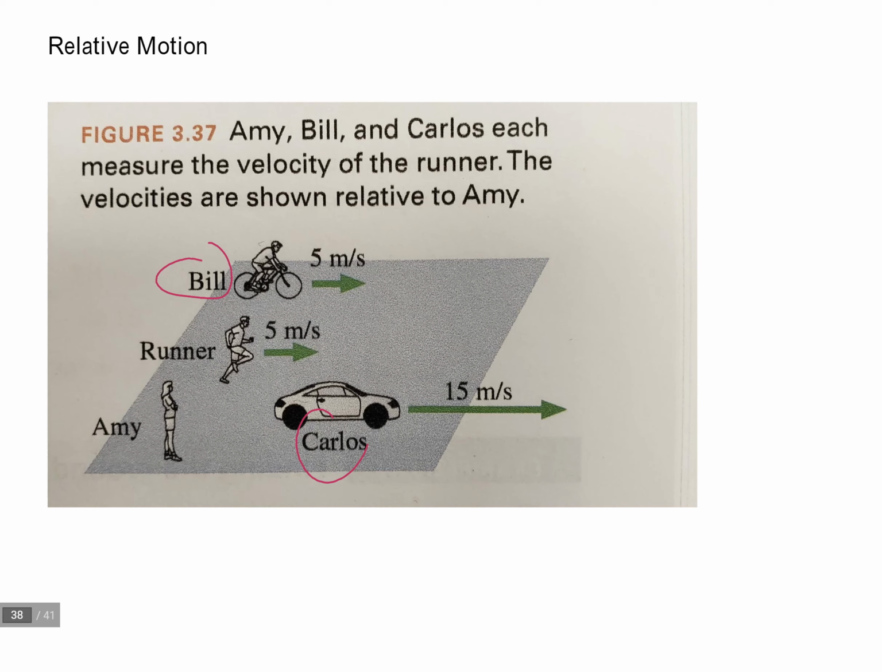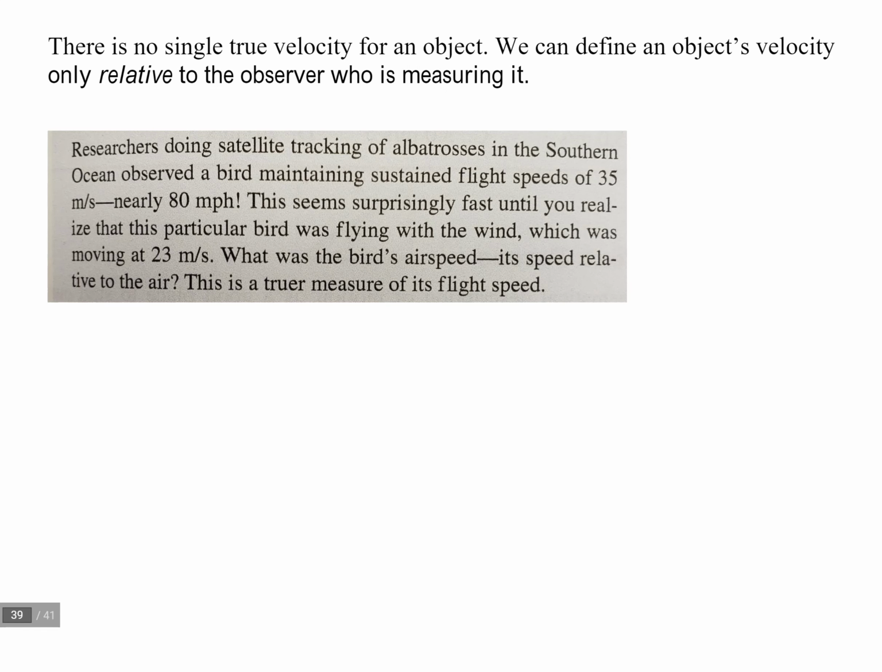It's a little bit tricky to wrap your head around, especially the first time that you start thinking about relative motion. But if you've ever done little thought experiments on this before, then probably you're going to be at an advantage as we go through this section. So here we go. There is no single true velocity for an object. We can define an object's velocity only relative to the observer who is measuring it. That is the single most important concept of this section.